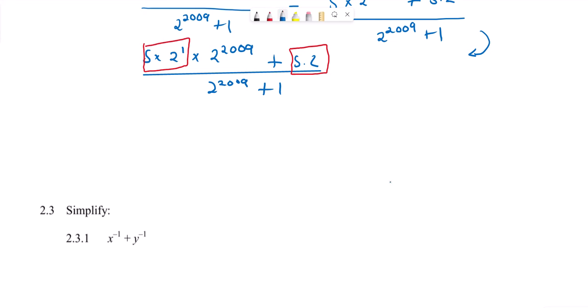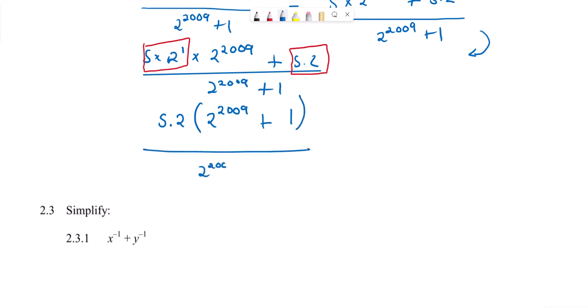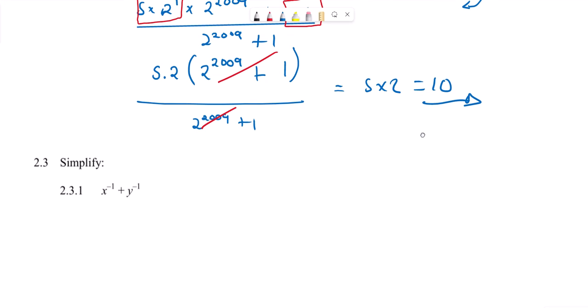So meaning that we have 5 times 2 into, this is 1 here, so we can just multiply that by 1 and get still the same 2 to the 2009, plus this number, all over 2 to the 2009 plus 1. Now look at this beautiful thing. These two will cancel and you're left with 5 times 2, and that's 10. How beautiful is that? Okay, simplify.